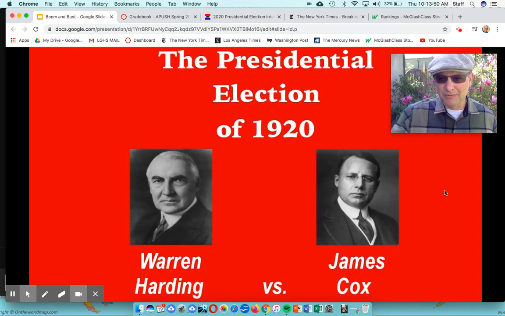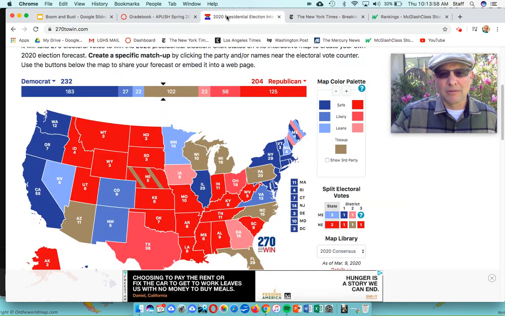Both parties picked somebody from Ohio. That gives you a sense for how important it was as a swing state. And speaking of swing states, we're trying to keep our lessons relevant. What are the swing states today?